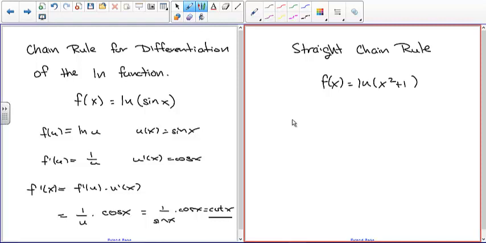So u will be x squared plus 1, and f of u will be the natural log of u. And while you're doing that, I'm going to hand out something.